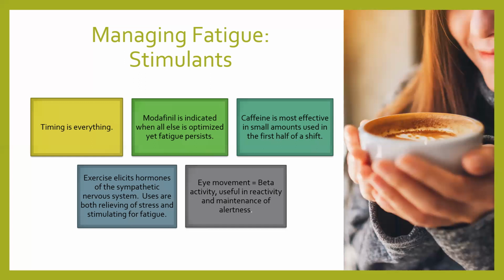Exercise is another one. It elicits hormones in the sympathetic nervous system. So again, on a shift where you're feeling super tired, if everything else is optimized and you need to wake up, go for a brisk walk outside, do some jumping jacks, do whatever you need to do to elicit more of a sympathetic response. And this can be helpful with relieving the stress of that shift as well.